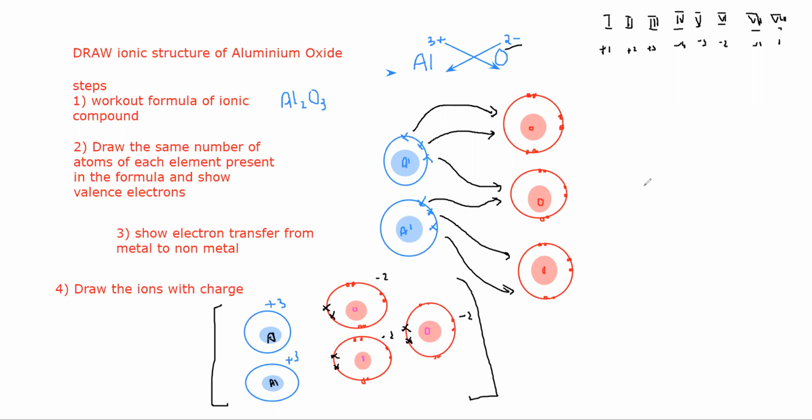Is it clear? This is how to draw the structure of an ionic compound such as aluminium oxide. I will give a question, you will solve it and send your answers on the group. At the last, I will give you some questions. So this is how to draw an ionic structure. You can take a screenshot.